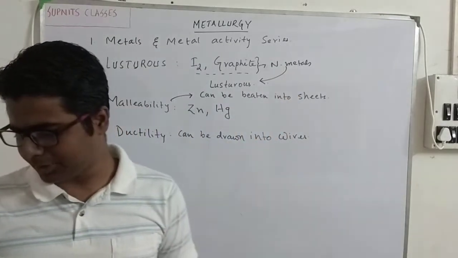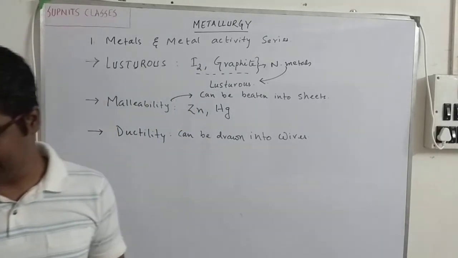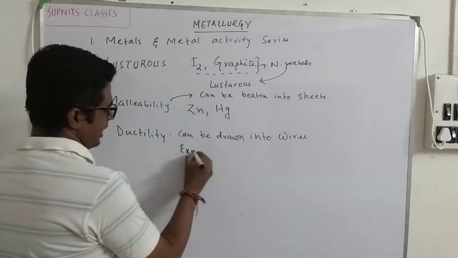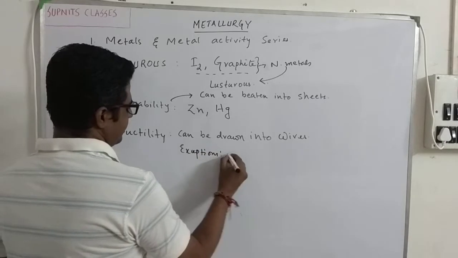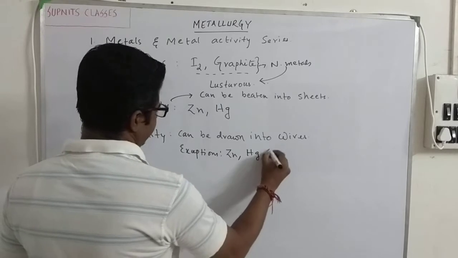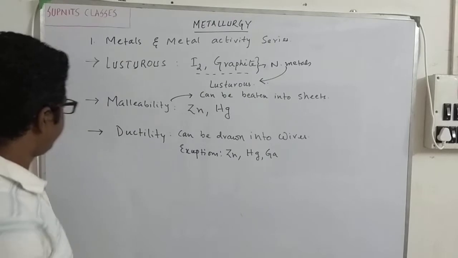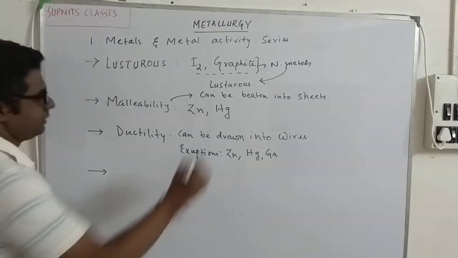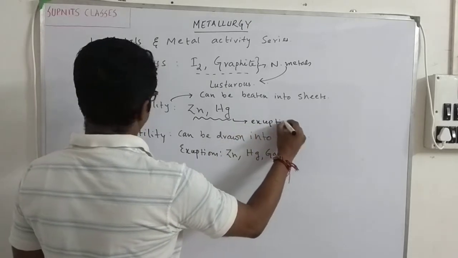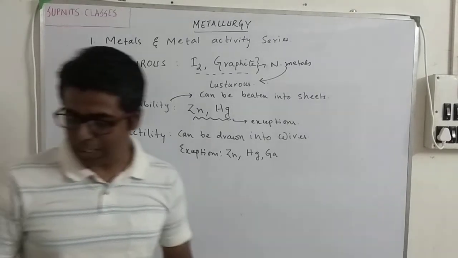Now what are the exceptions in metals which are not ductile? Well, there are many. Easily we can find examples, which I will call exceptions. Again Zn, because it is brittle. Again mercury, and you can take gallium also, which is also liquid at room temperature. These are also exceptions for ductility.